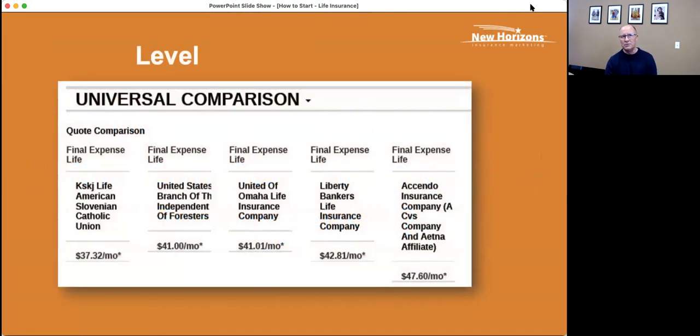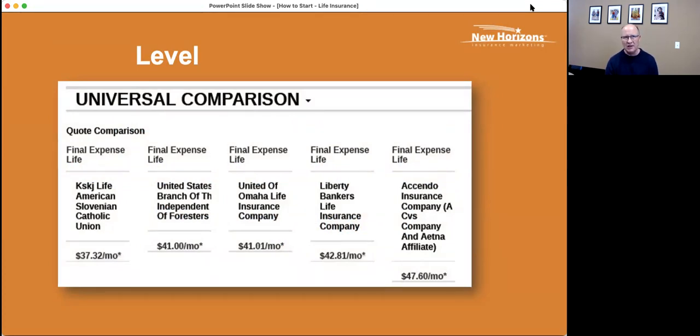So you saw the term sheet. If you notice, we have several carriers, and believe me, this is not all of them. But if you're a contracted agent with us, you would have access to our website quoting system, our quote engine, and there's a lot of different products to quote on there, final expense being one of them.